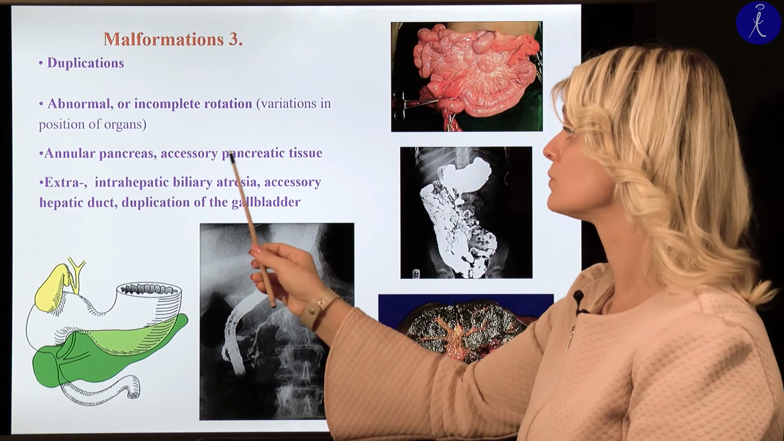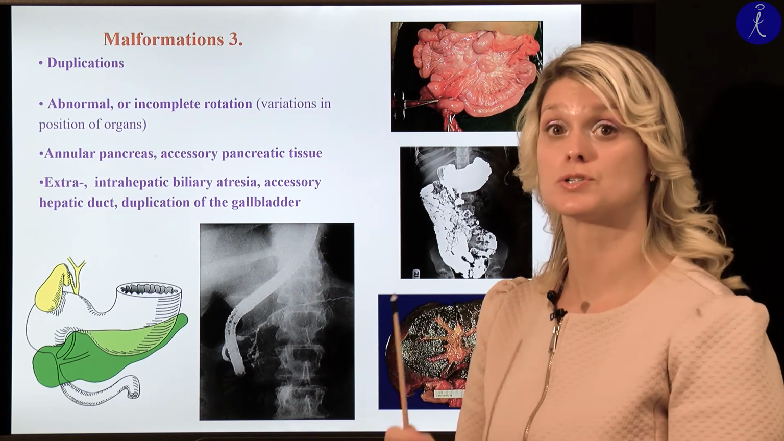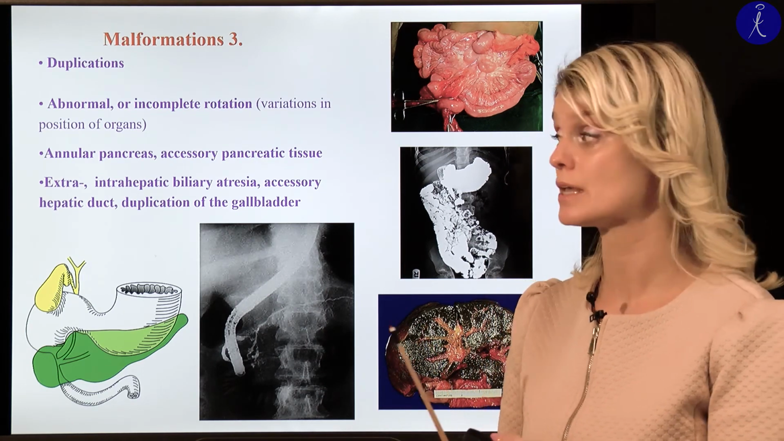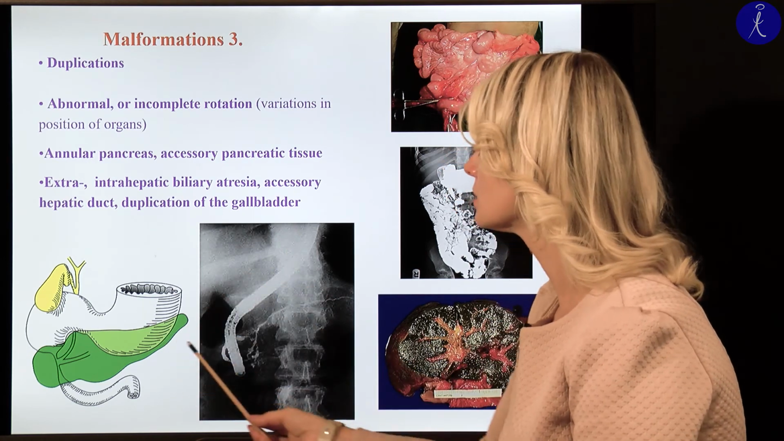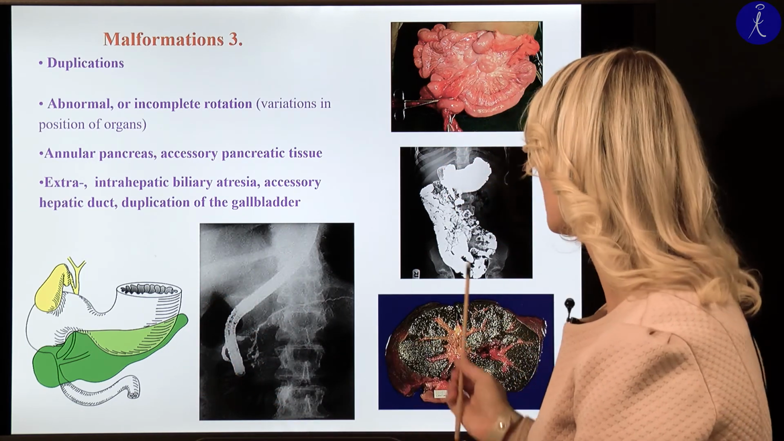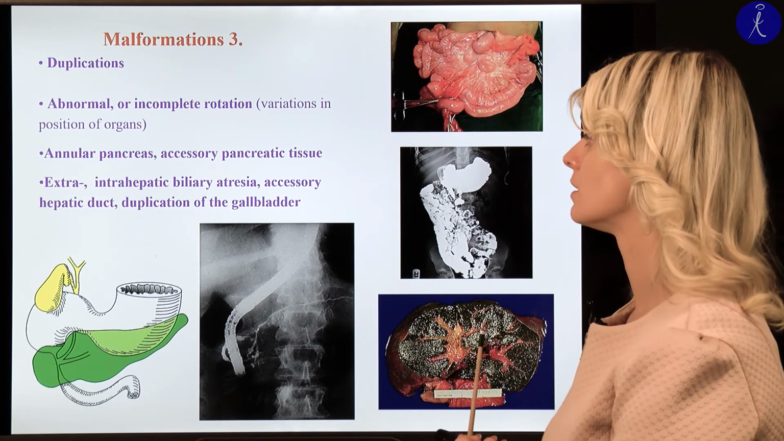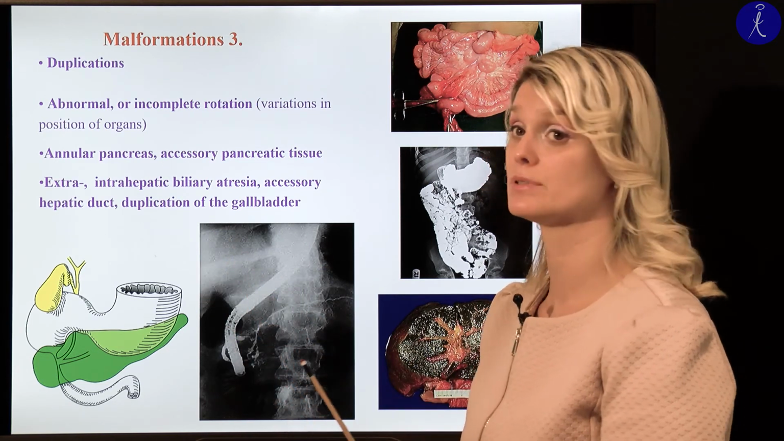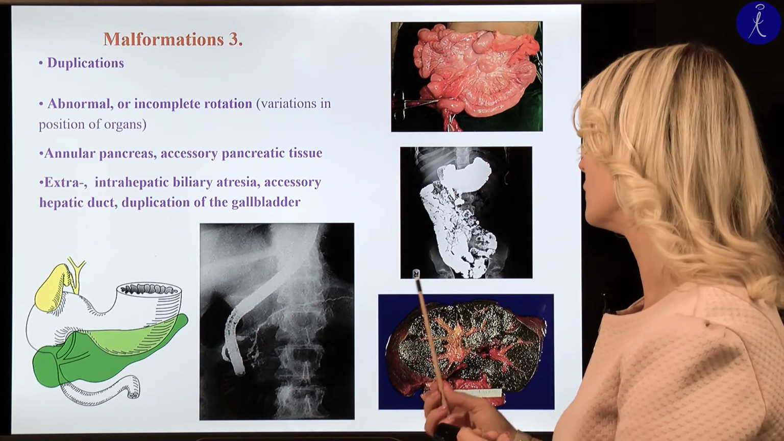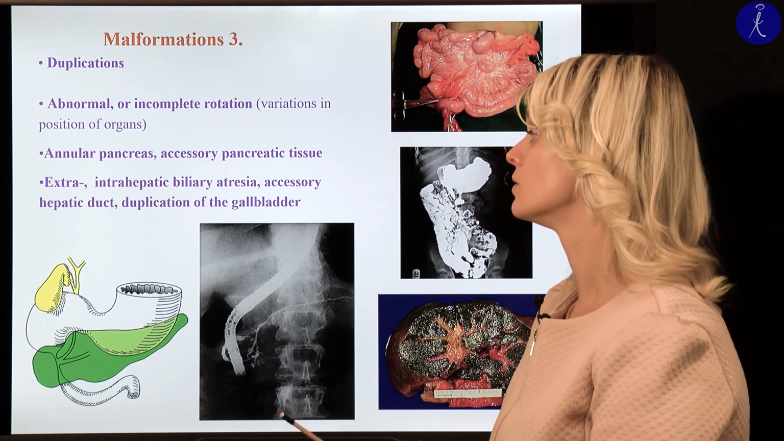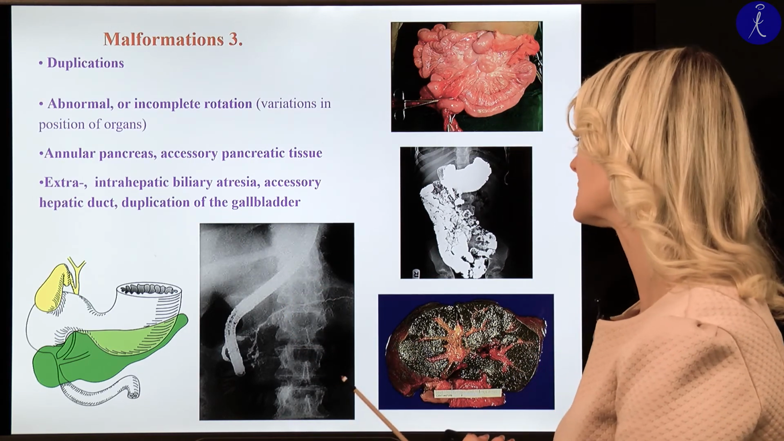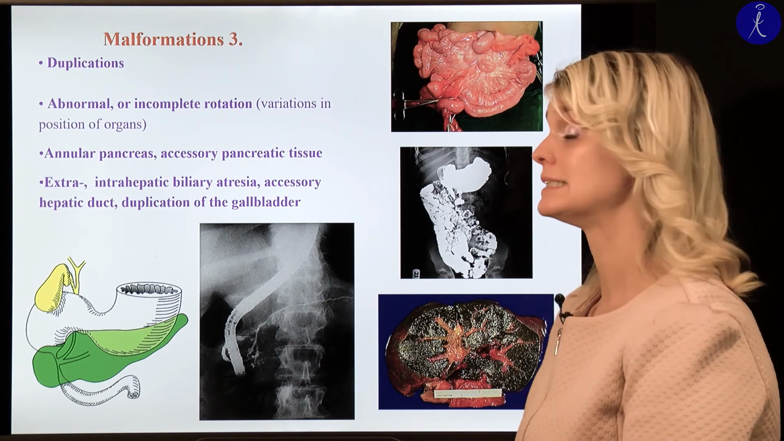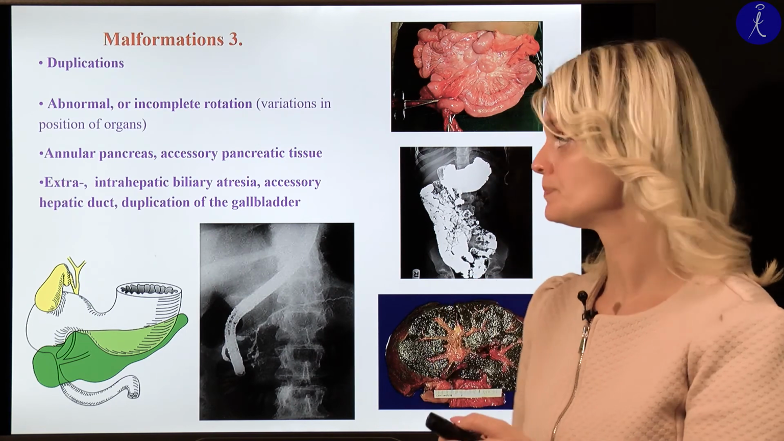And I told you that we can find accessory pancreatic tissue in another part of the GI tract, for example in the Meckel diverticle. And we can mention the developmental malformations of the liver and the bile duct. We can talk about extra and intrahepatic biliary atresia. We can talk about double gallbladder or double cystic duct. So a lot of developmental malformations could be developed. Please see the details in the handbook.